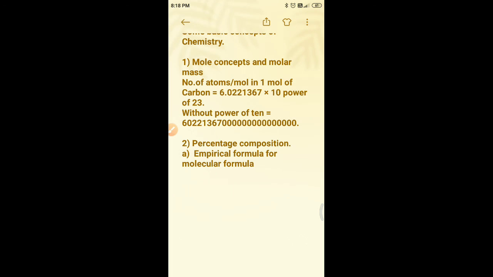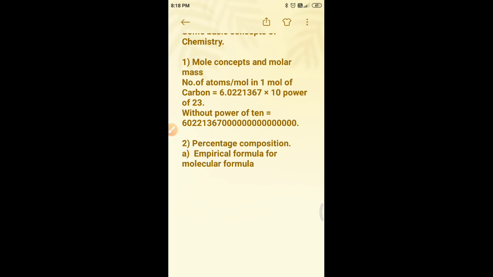In step 4, we find the empirical formula by writing the number of atoms of the respective elements as subscripts. Hydrogen is 2, carbon is 1, and chlorine is 1. So the empirical formula of the compound is CH2Cl.